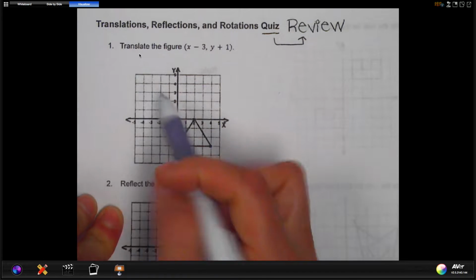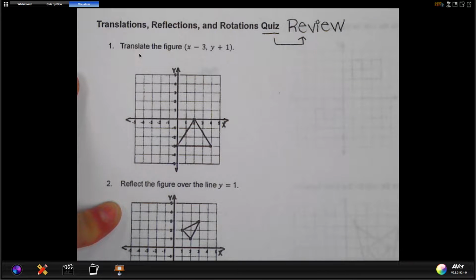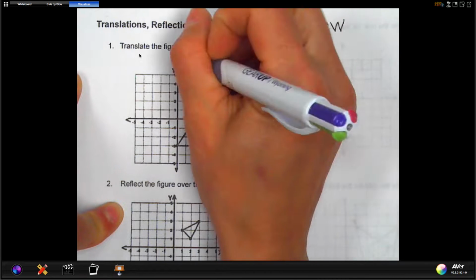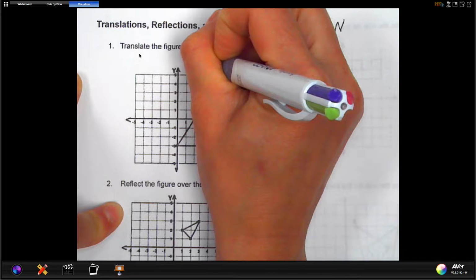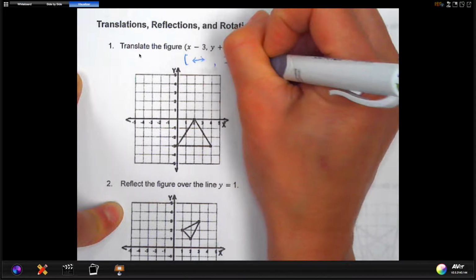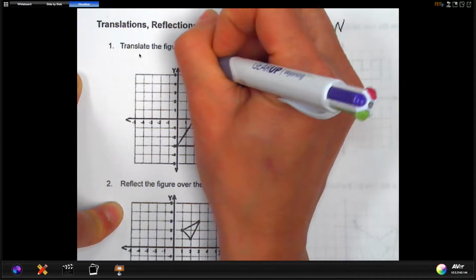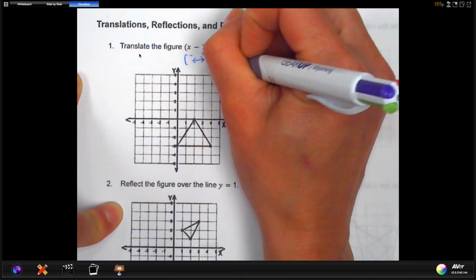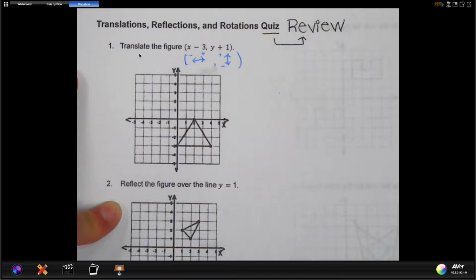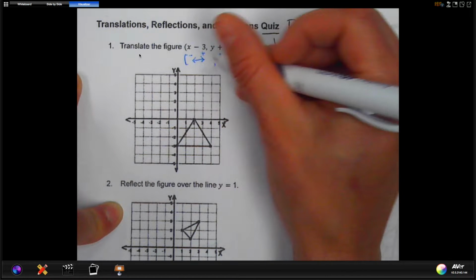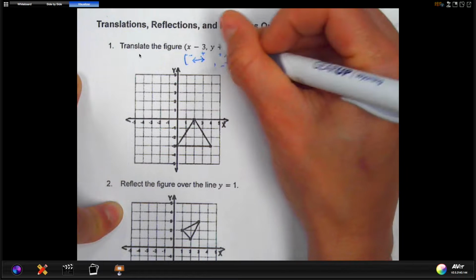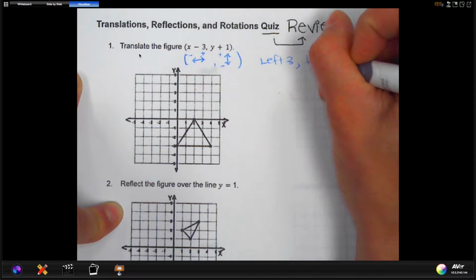All right, first question. Translate the figure x minus 3, y minus 1. Let me remind you that when we translate, our x coordinate is going to tell us if we go to the right or the left, and our y is going to tell us if we go up or down. Going to the left is subtract, going to the right is add, going up is add, going down is subtract. So what this is telling us on our first one is that we are going to slide this guy. Minus 3 means left 3. And we are going to slide it plus 1 for this one, so that means up 1.